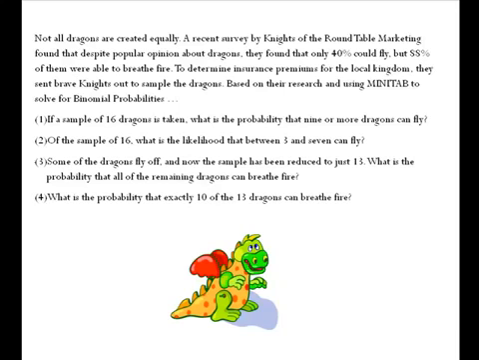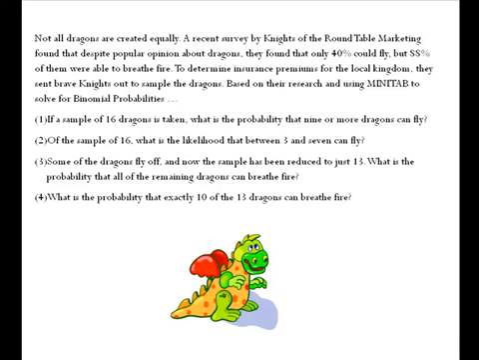Based on their research and using Minitab to solve for binomial probabilities, I want you to tell me, if a sample of 16 dragons is taken, what is the probability that 9 or more dragons can fly? Of the sample of 16, what is the likelihood that between 3 and 7 can fly?